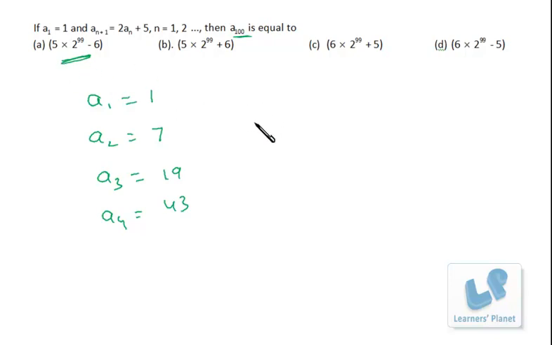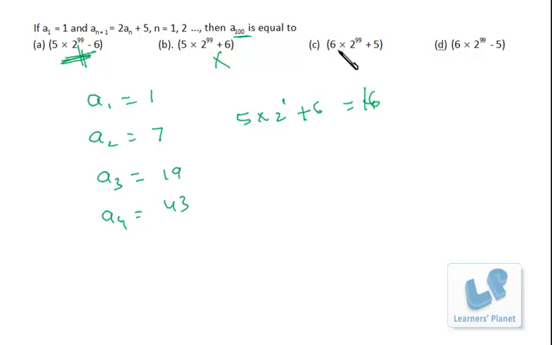So A2 will be, if for 100 it is 99 over here, that means for A2 it will be 1 over here. So it is 5 into 2 raised to 1 minus 6. So it's 10 minus 6, 4. But we are having the value of A2 as 7. So this is the incorrect choice. Similarly, over here, it's 5 into 2 raised to 1 plus 6, that is 10 plus 6, 16, but we are having 7 over here, so even this is incorrect choice.